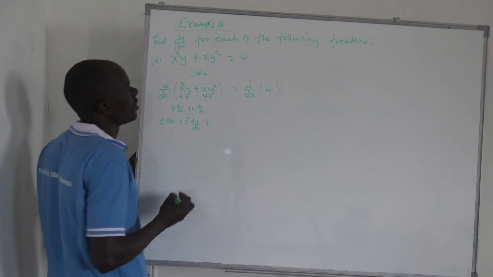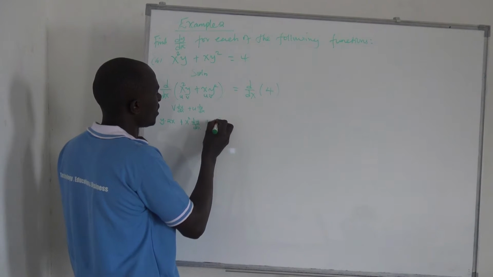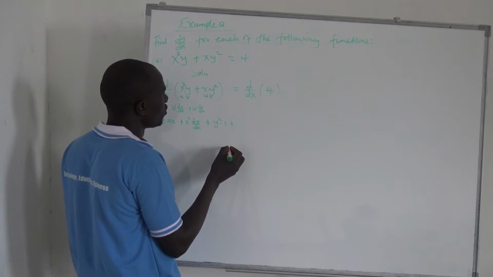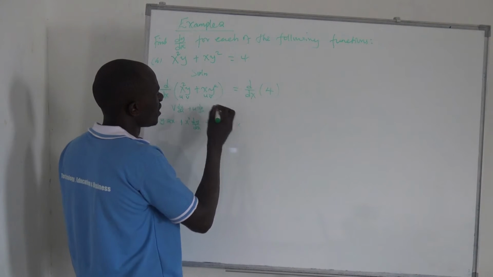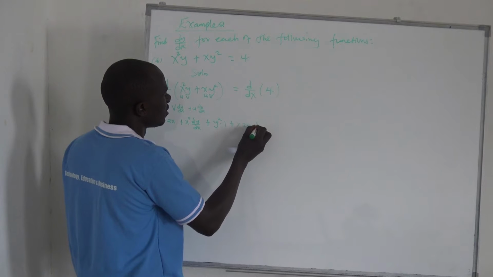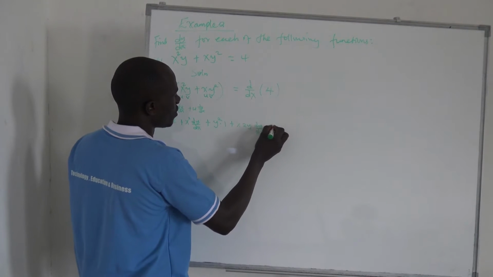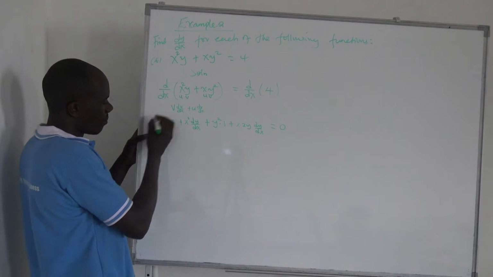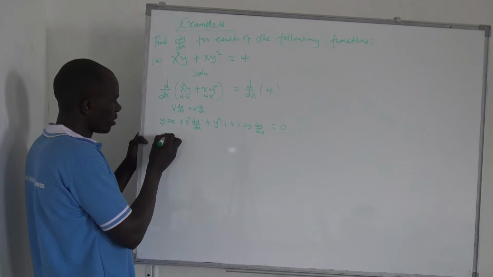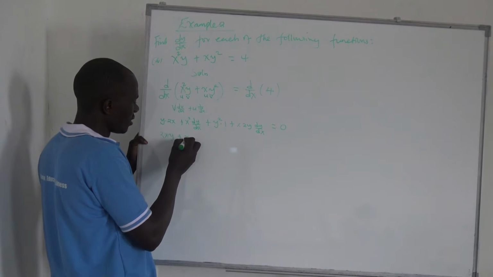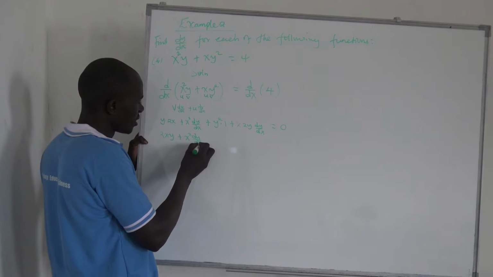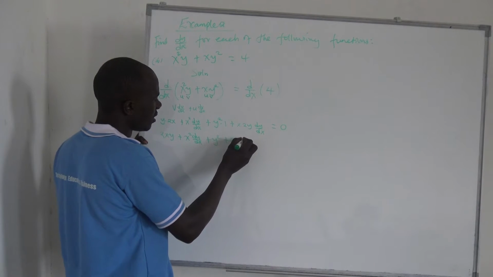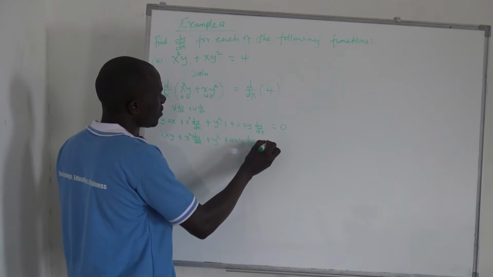Plus, we come to this. What is our v? y squared. When we differentiate u, we get 1, plus. What is our u? It is x. When we differentiate y squared, we get 2y dy/dx, equals, when we differentiate 4, you get 0. So can we move on? Now multiply what we get: 2xy plus x squared dy/dx plus y squared plus 2xy dy/dx equals 0.